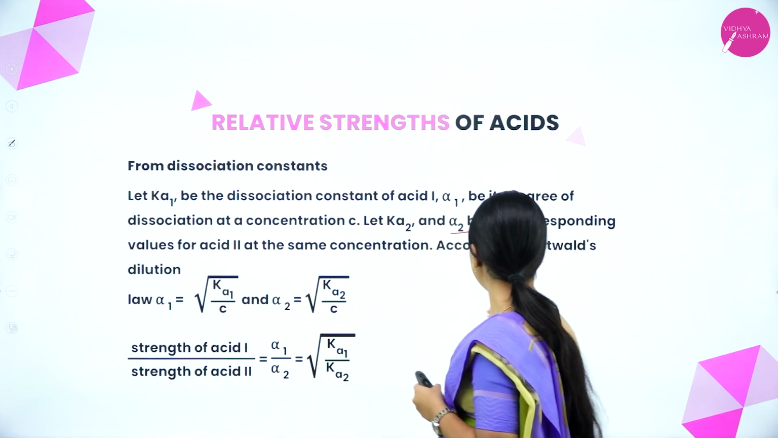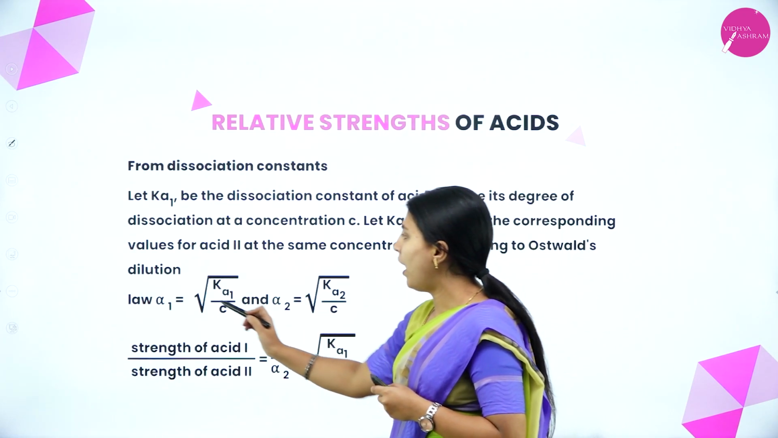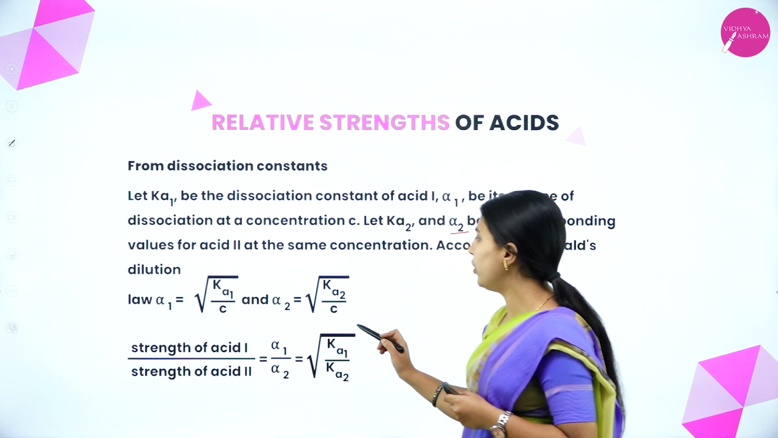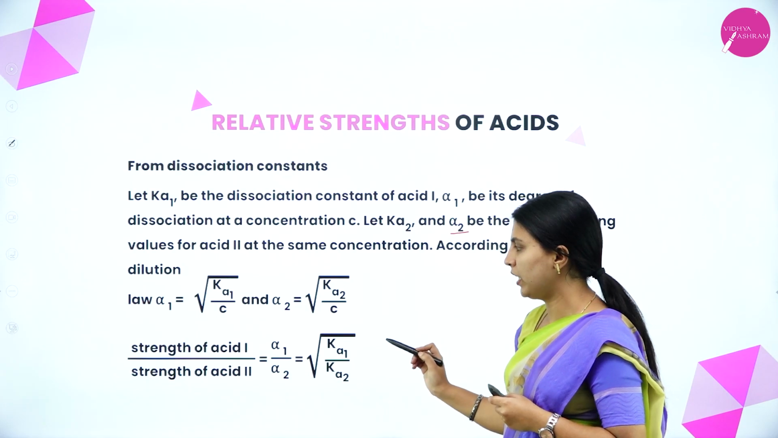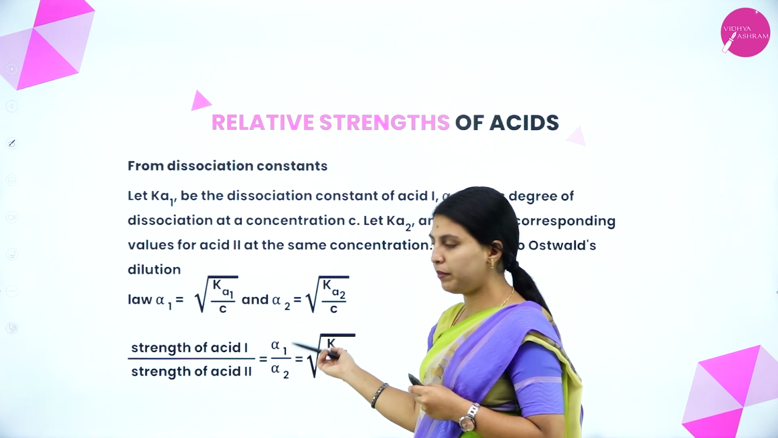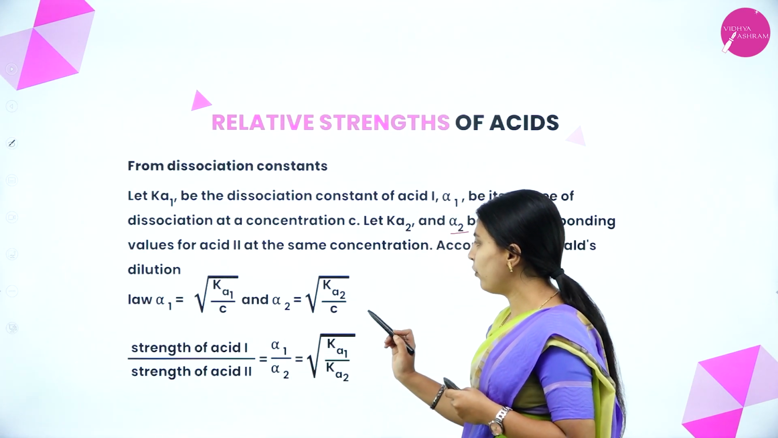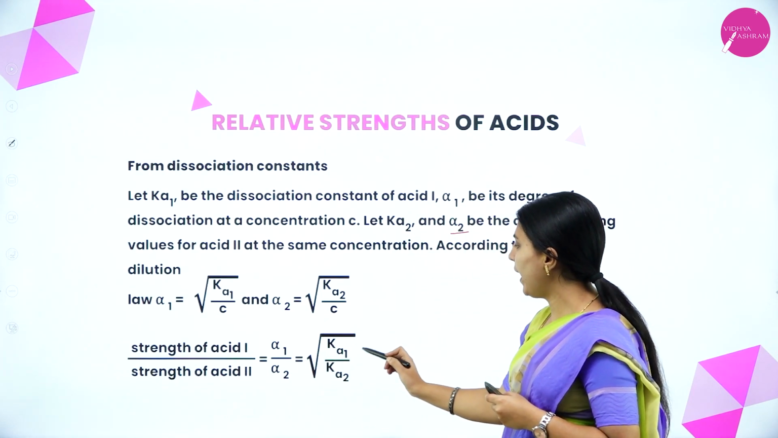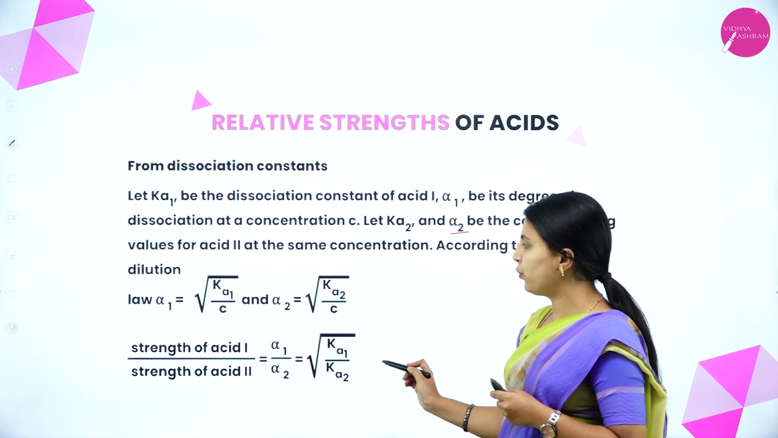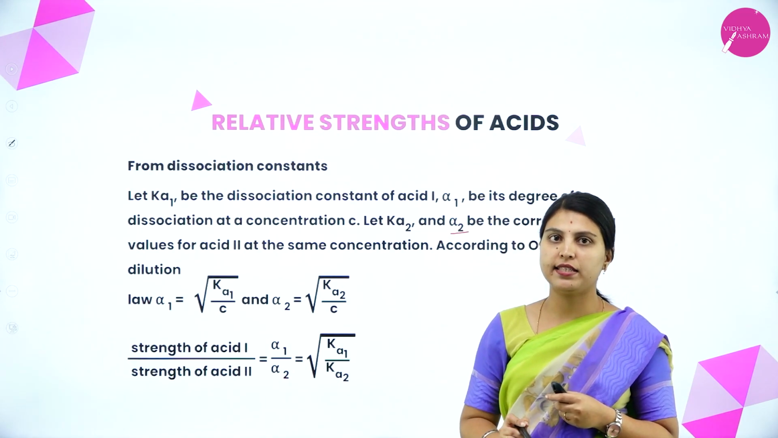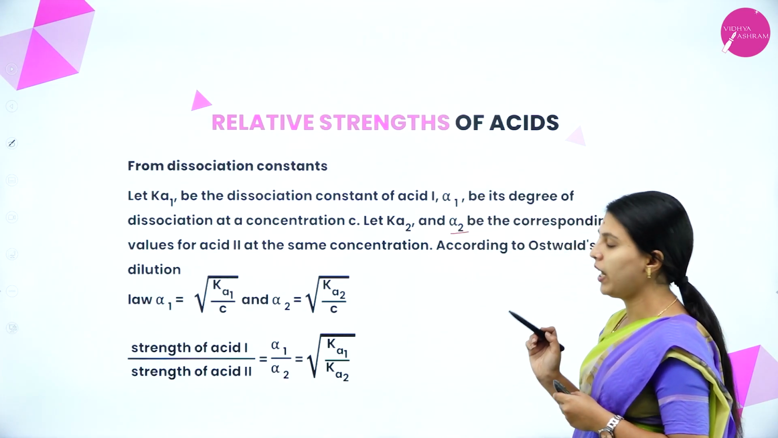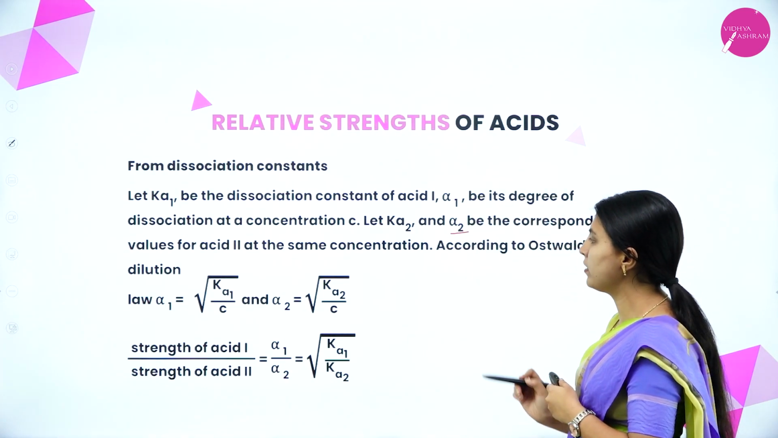By using Ostwald's law of dilution, alpha 1 equals root of Ka1 by C and alpha 2 equals root of Ka2 by C, and the strength of acid 1 divided by strength of acid 2 gives alpha 1 by alpha 2, which is root of Ka1 by Ka2. This C will get cancelled. This is the formula to use for relative strength of acids if two acids are there.